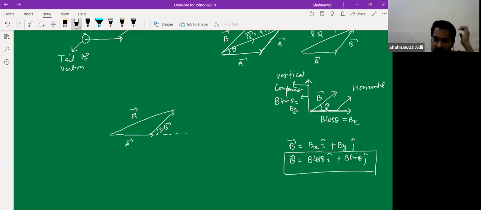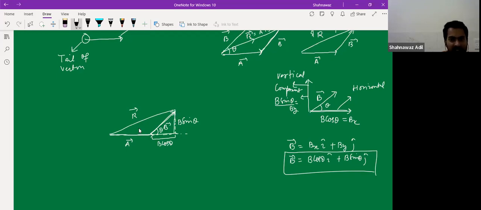Okay, any doubt in this point? No, sir. Yes, so this B vector has this vertical component. So this would be how much? The vertical component, B sine theta. And this is the horizontal component, so this would be B cos theta. Right, guys? So now we have made the right angle triangle.